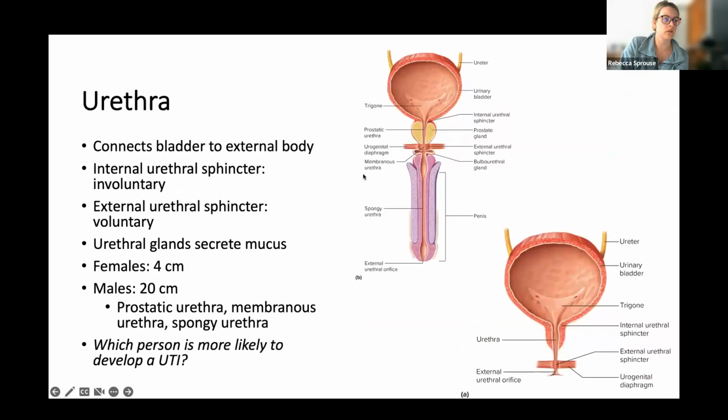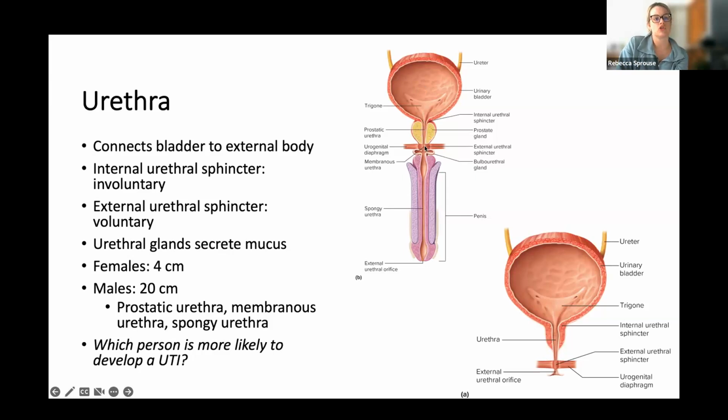So the urethra connects the bladder to the external body. So we have that involuntary internal sphincter and the voluntary external sphincter. And so in males, the bladder has the urethra here, and that actually passes through something called the prostate gland. We're going to talk more about the prostate gland when we get to the reproductive system. So this section of the urethra is called the prostatic urethra. So from the bladder, we go through the prostatic urethra.